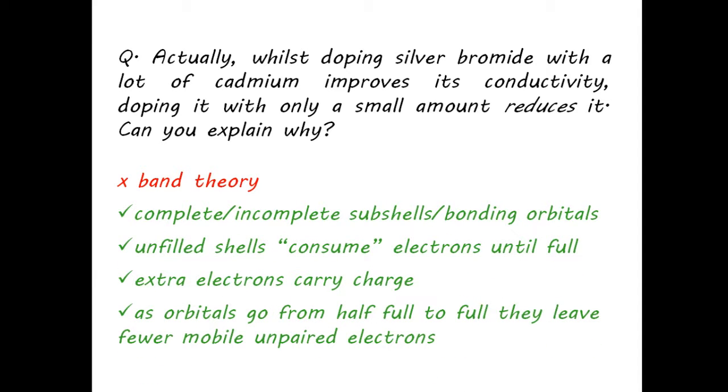They should explain that unfilled shells can consume cadmium's released electrons until they're full, and then they're free to carry charge through the solid, or that unfilled orbitals, as they go from half full to full, leave fewer unpaired electrons that can jump to other orbitals. This second explanation draws on their A-level knowledge of transition metals. Beware giving clues that not all candidates will have covered colour chemistry and the d orbitals yet.